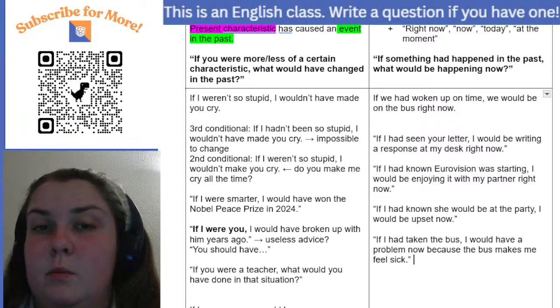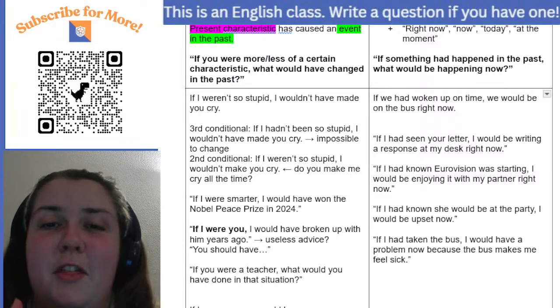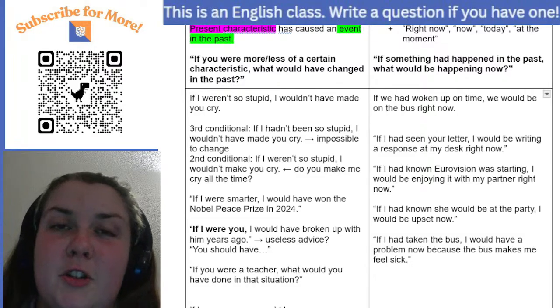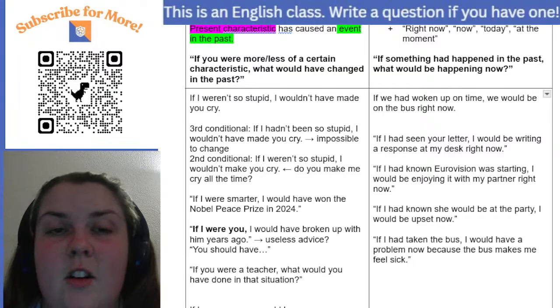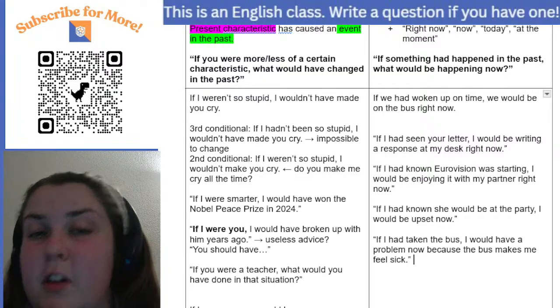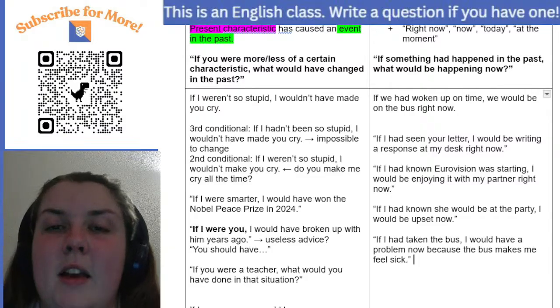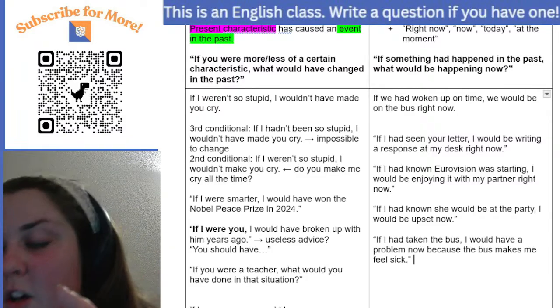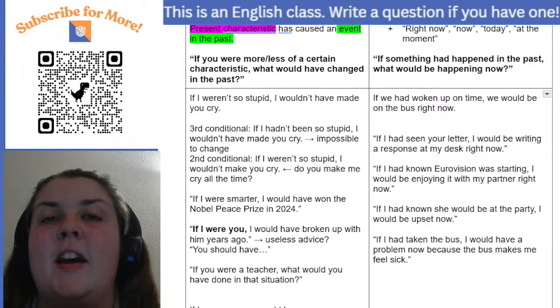So, we've talked about the zero, the first, the second, the third. We've talked about mixed conditional 1, where we have the second conditional followed by the third conditional, where we talk about the present affecting the past. And then we have our mixed conditional 2, where we talk about events in the past affecting the present.